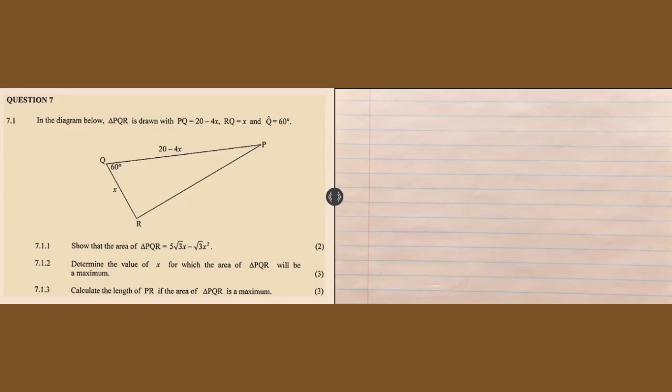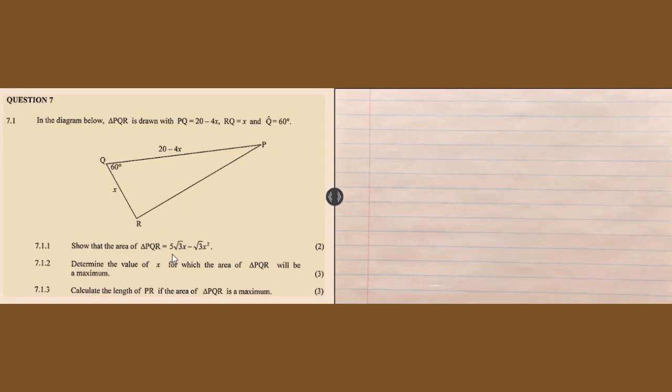Alright, remember, let's go for the first one in this batch. So 2 marks. Let's see how you put it in the bag, and I hope you have tried it as always. Right, so what do we have here? We have this triangle with algebraic magnitudes. Then they give us in the diagram below, PQR is drawn with PQ equals 20 minus 4x, RQ equals x, and angle Q equals 60. And they say, show that the area of the triangle PQR is equal to 5 root 3x.